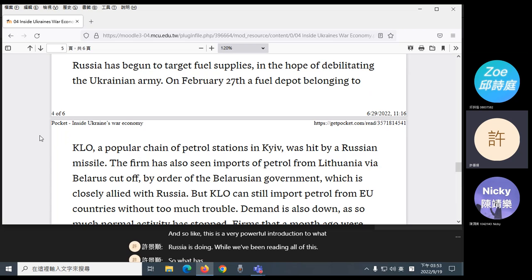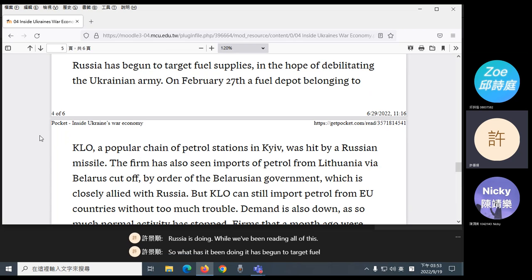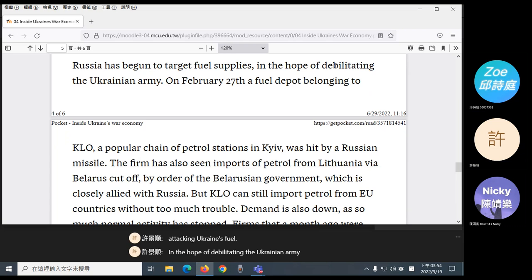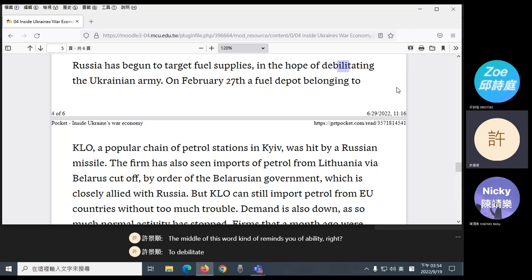So what has it been doing? It has begun to target fuel supplies. To target means to aim at, to aim for, to try to hit. So already Ukraine needs fuel, and Russia is now attacking Ukraine's fuel in the hope of debilitating the Ukrainian army. Debilitating. The middle of this word kind of reminds you of ability, right? To debilitate means to take away the ability to do something. So to make them unable to fight.